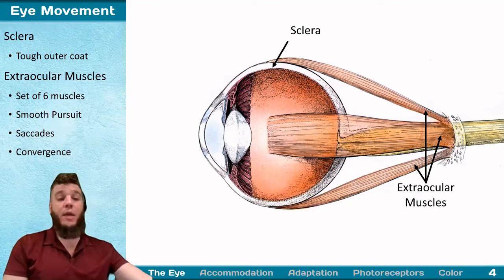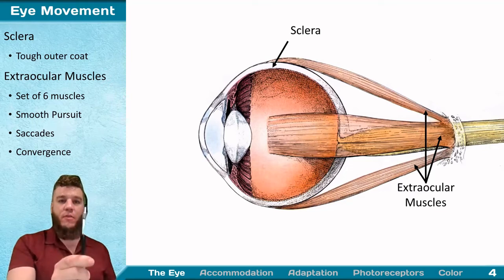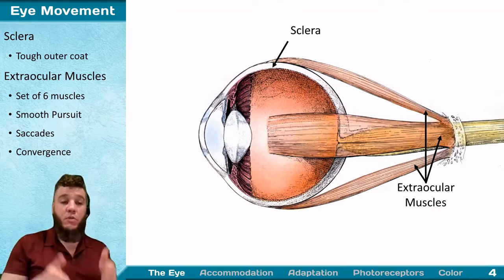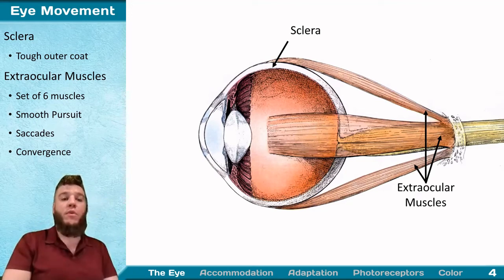The last type of eye movement is convergence. So if you take your pencil again, you move it towards and away from your face. When your eyes are crossing and uncrossing, that's convergence. And that's how you can bring your gaze into something very close to you or outward at something very far away.